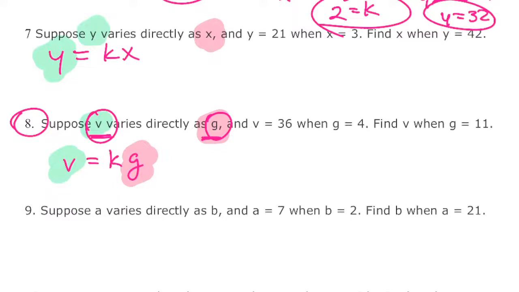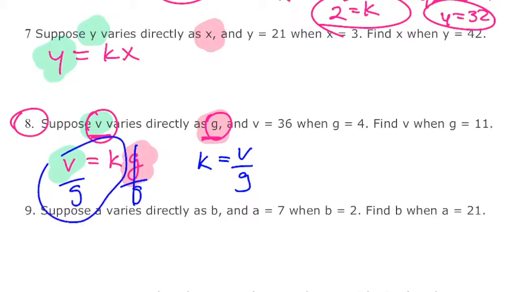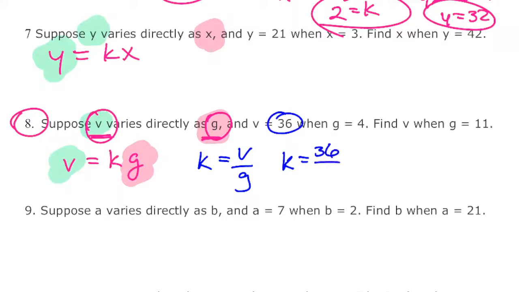All right. So fine. v equals kg. Therefore, the k is whatever happens when you divide v by g. How do you know that, Mike? Because if I take this and divide it by g on both sides, I'm left with v over g equals k. Ta-da! Okay, but fine. Let's put it in. k equals 36 divided by 4. Therefore, k equals 9.